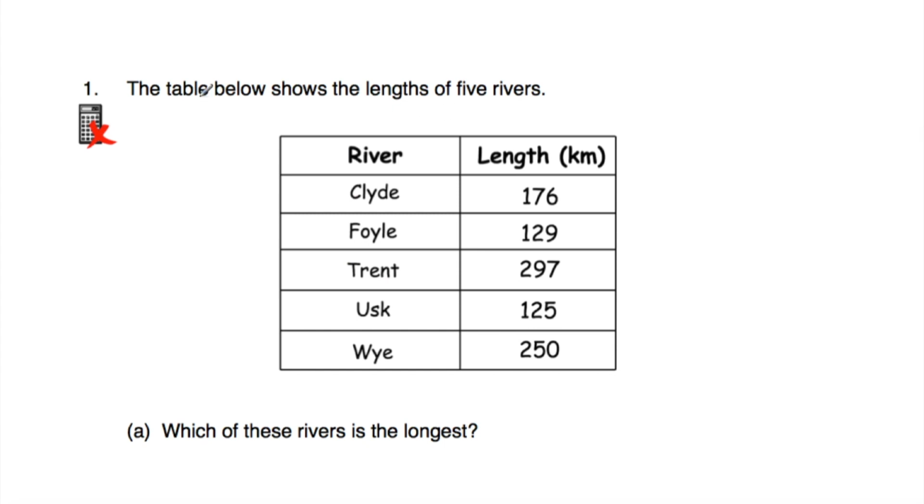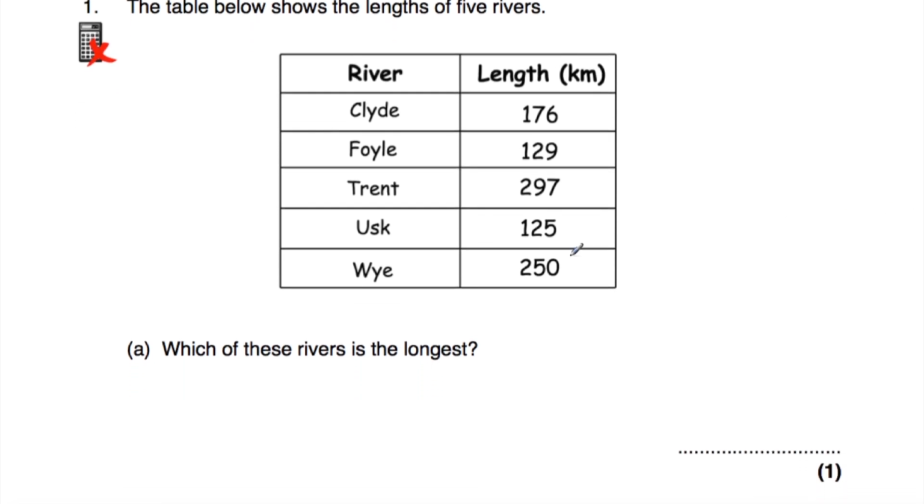So let's have a look at question number 1. Question number 1 says the table below shows the length of 5 rivers, and we've got the Clyde, the Foyle, the Trent, Usk and the River Wye. And we've got the lengths, which is 176 kilometres, 129 kilometres, 297 kilometres, 125 kilometres and 250 kilometres.